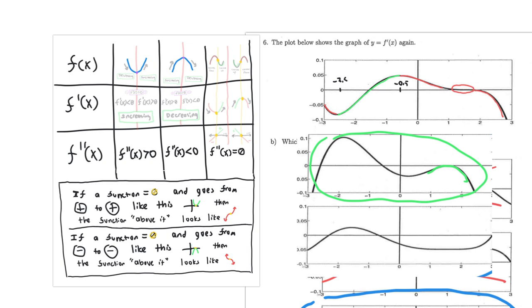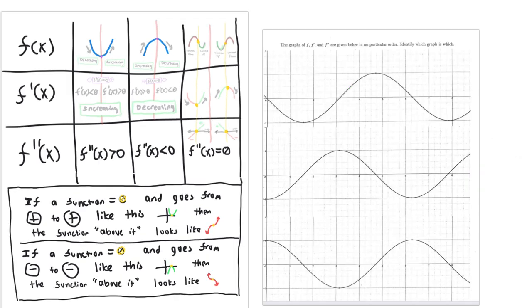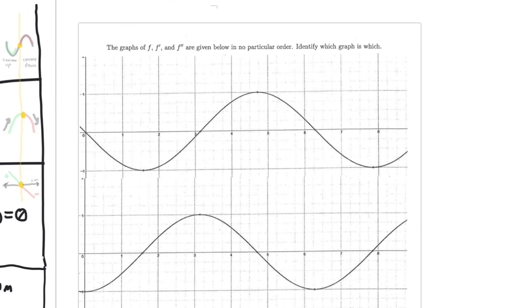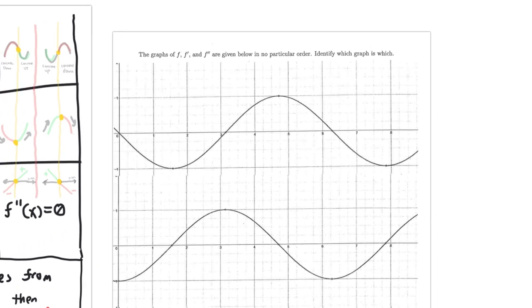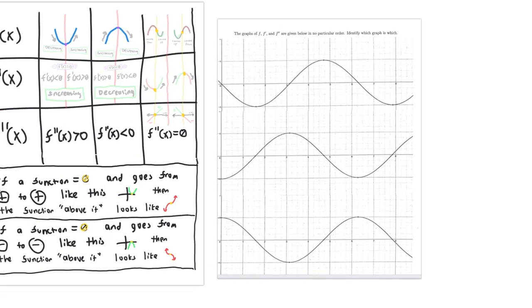Now we could get into why that is, but I don't really want to do that in this video. That is interesting, and I actually do think that's worth being clear about. But I want to make this video more for the purpose of providing you with a reference guide that just sums it all up. Okay, so that's that. Now, looking at this one: the graphs of f, f prime of x, and f double prime are given below in no particular order. Identify which graph is which.